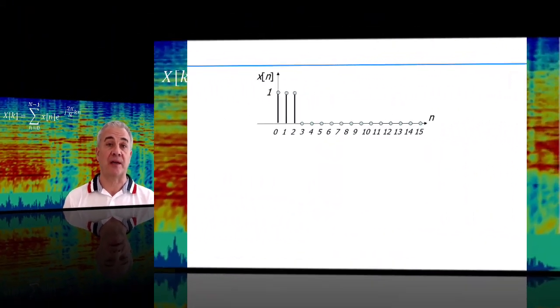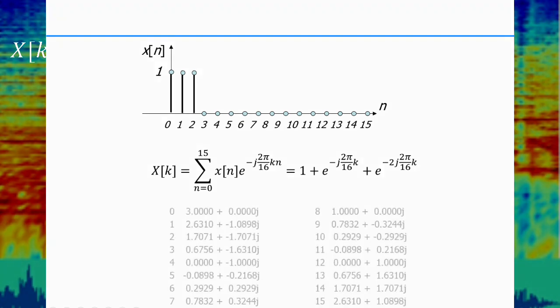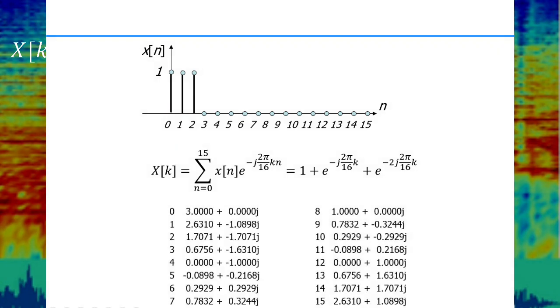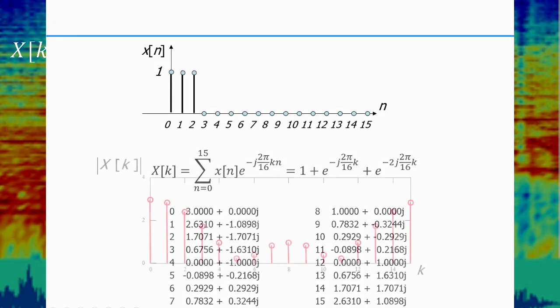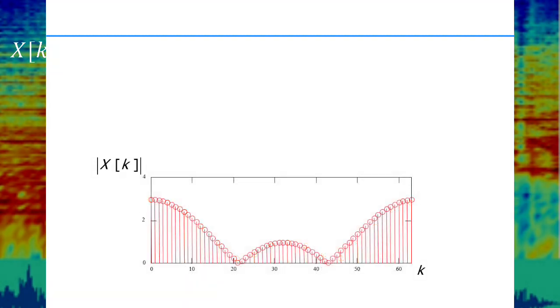Let us take the same signal as before and calculate the DFT. Since there are only 3 non-zero values, we need to decide how many input samples to use. For instance, for N is 16, we have 13 zero values. Here is the general DFT result for N is 16 and next all 16 DFT coefficients. We can also plot the amplitude spectrum. I think you can clearly see the similarity of this result with the DTFT result shown previously, especially if we take a larger value for N, for instance N is 64.